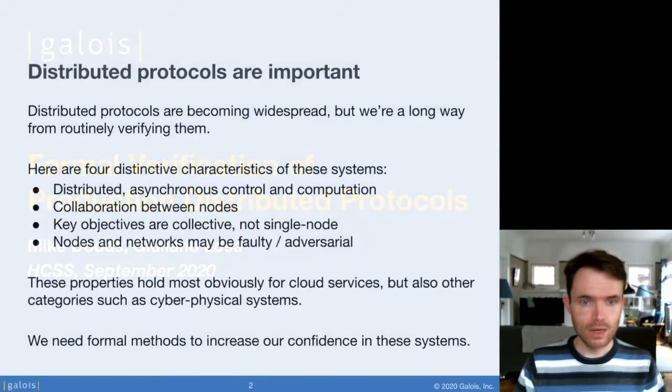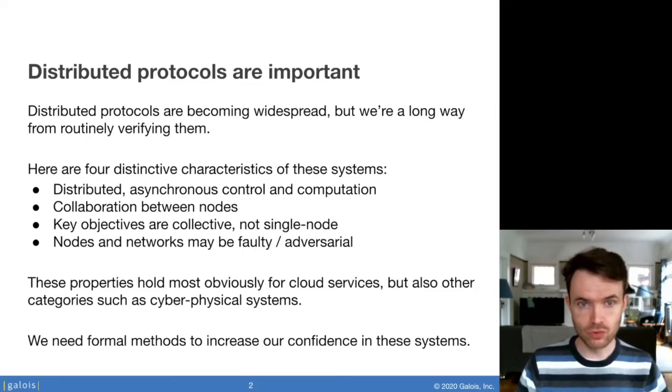Galois. Distributed systems verification has been a topic in computer science since at least the 1980s, but we're still surprisingly far from being able to routinely verify production distributed systems. That's a problem because more and more systems rely on distributed protocols.